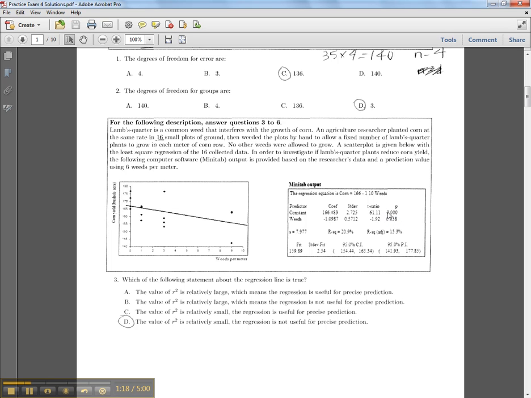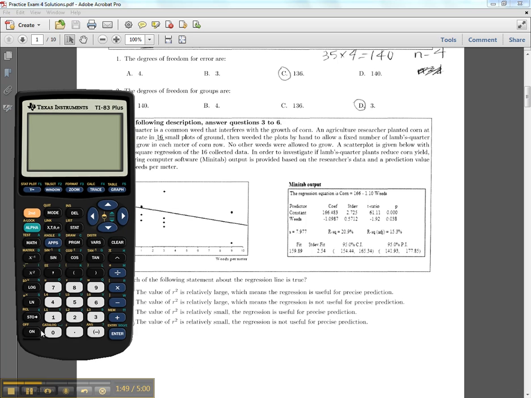The other things that you need to recognize is that this right here, negative 1.0987, is my slope. 166.483 is my y-intercept. And so if I'm writing the equation of the line, it's 166 minus 1.10x, and x is, again, weeds. The other numbers: standard deviation, 7.977, and r-squared, 20.9. R-squared is calculated by taking r and squaring it. So if we wanted to calculate what r is, we would take the square root of 20.9. The square root is 0.457.